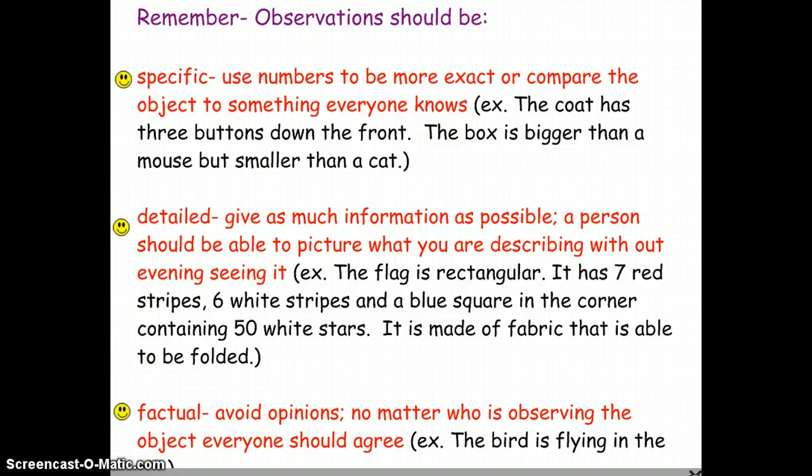Lastly, remember your observations need to be factual. Avoid opinions. No matter who's observing the object, everyone should agree. So for example, the bird is flying in the air. No matter who's looking up in the sky, they will all see a bird in the air.